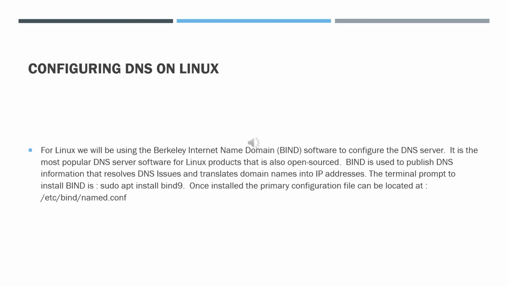Configuring DNS on Linux. For Linux, we'll be using the Berkeley Internet Name Domain, which is the BIND software, to configure the DNS server. It is the most popular DNS server software for Linux products that is also open source. BIND is used to publish DNS information and translates domain names into IP addresses. The terminal command to install BIND is sudo apt install bind9. Once installed, the primary configuration file can be located at /etc/bind/named.conf.